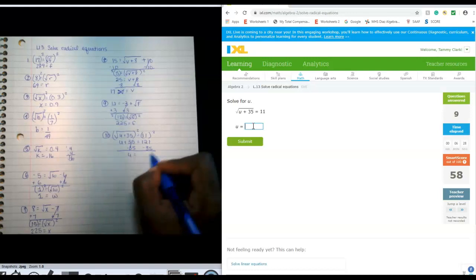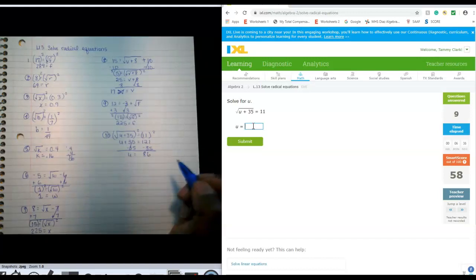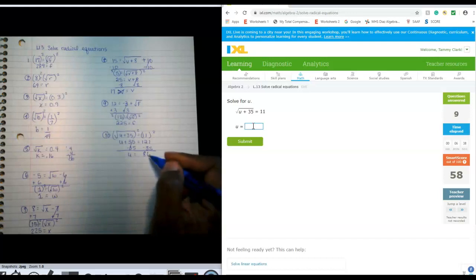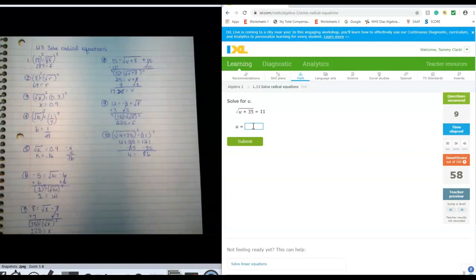And u is equal to, well, let's see, we borrow from the 2, that makes that 11, so that's 6. That leaves us 11 minus 3, which is 8. And check it, 6 plus 5 is 11, carry 1, 1 plus 8 is 9, plus 3 is 12. Yeah, so u is 86.